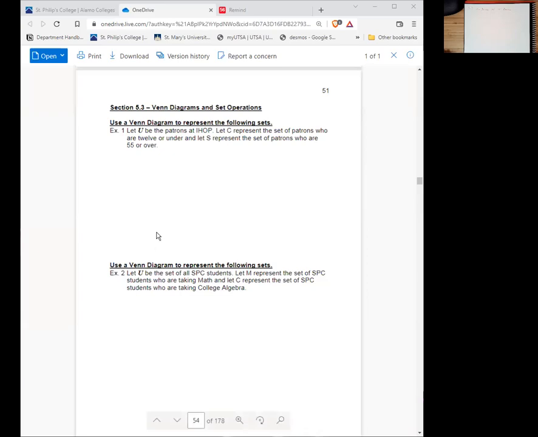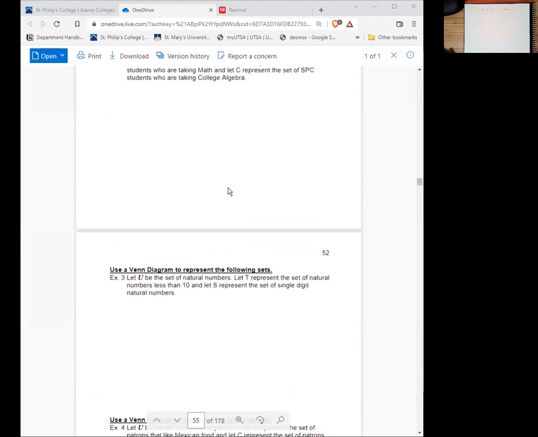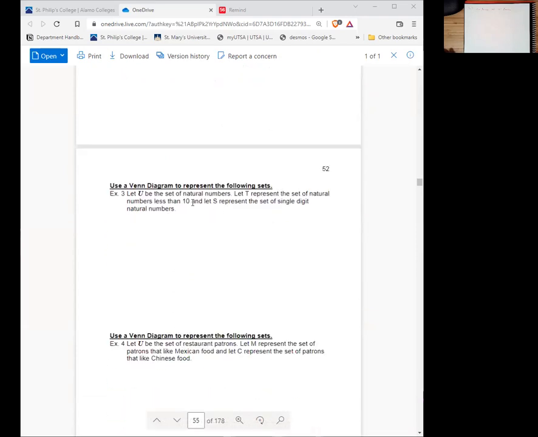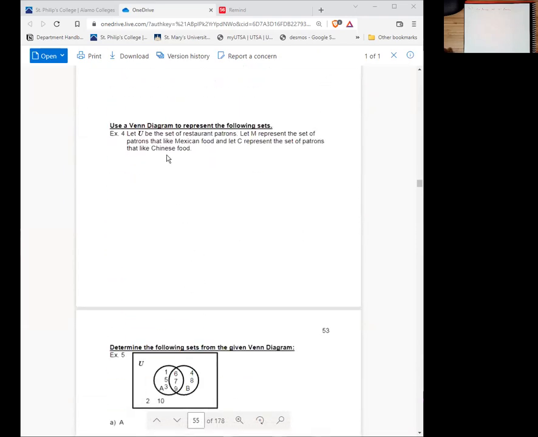This is what we were doing last time. It was Venn diagrams. So given sets, we were basically creating visual representations of what a set is. Okay. So we did that. I think the last thing we did was the Mexican food and Chinese food. I don't know if you guys were there or watched the video. That was the last example we did.